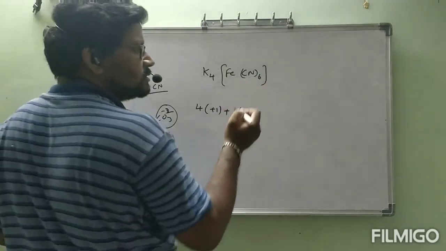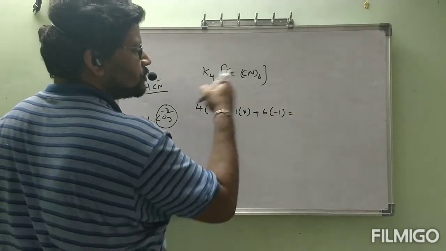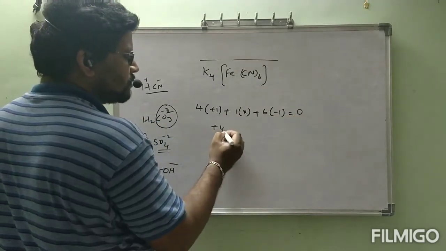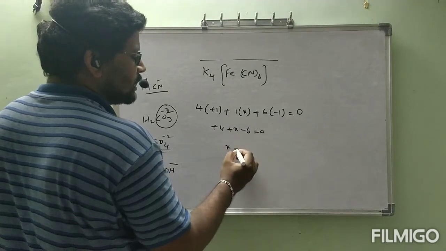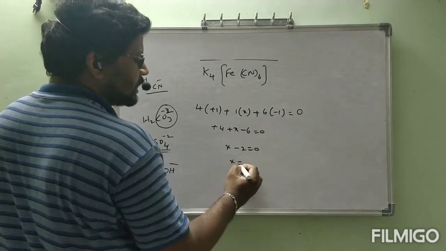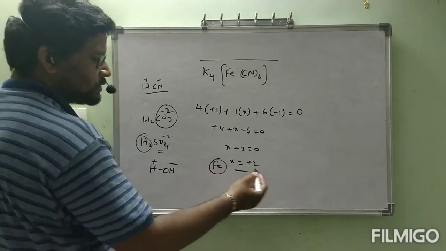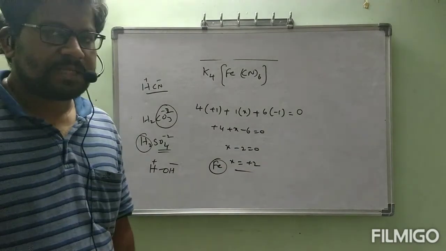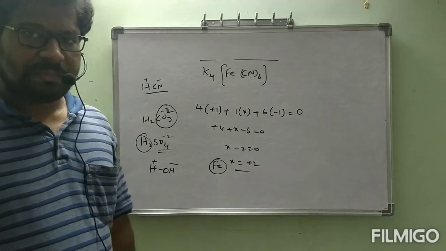Now, cyanide, CN minus. How many are there? 6. 6 into -1, and the total is 0. So, +4 plus X minus 6 is equal to 0. X minus 2 is equal to 0. X is equal to +2. See, we got the oxidation number of iron. It is +2. What did I say? Iron can show 2 oxidation numbers, +2 or +3. Now here it shows +2. In some compounds it will show +3 also.